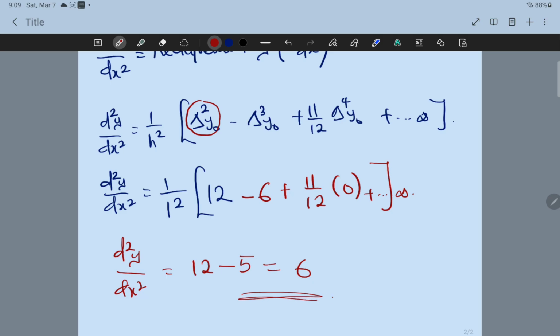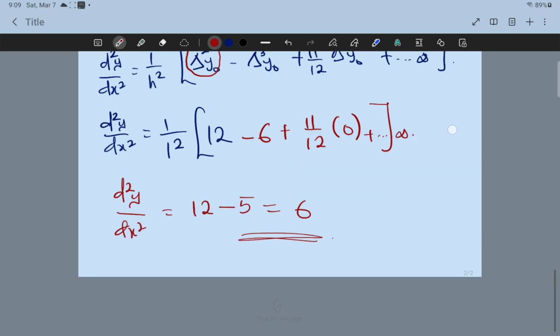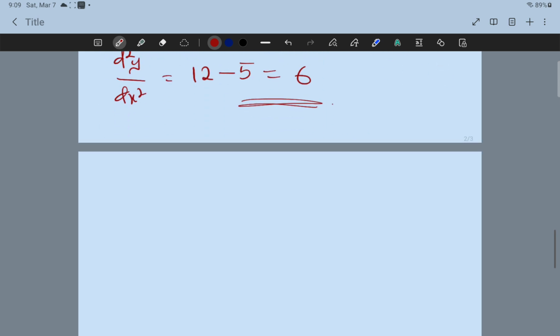So these are some of the very interesting things that we can learn about numerical differentiation. Now let's look at another example quickly. Let's look at another very interesting example. Example 2. It says a rod is rotating.